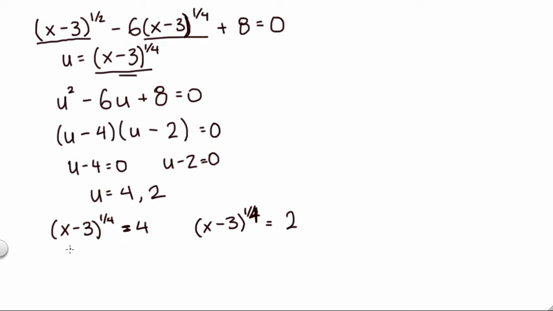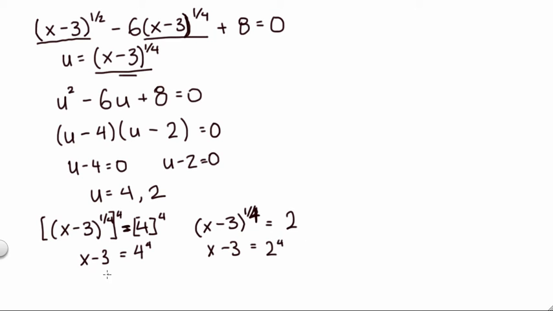So now we have to solve for x, right? Since it's to the 1/4 power, to get rid of that, we take it to the 4th power. Whatever you do on one side, you have to do to the other, using a power property. And I get x - 3 equals 4 to the 4th. And then here I'll get x - 3 is equal to 2 to the 4th.